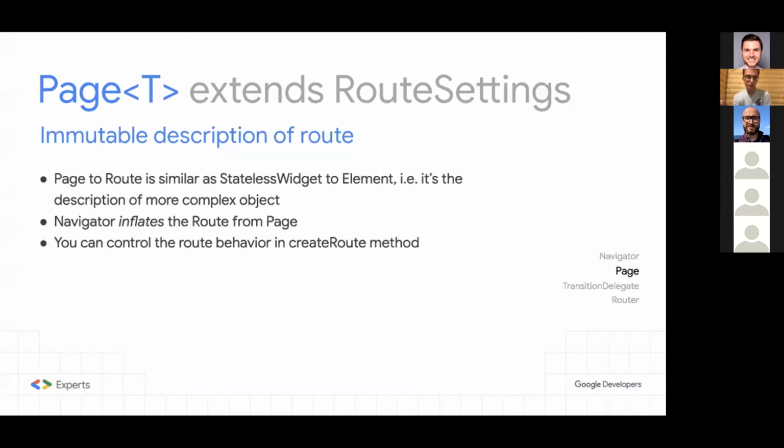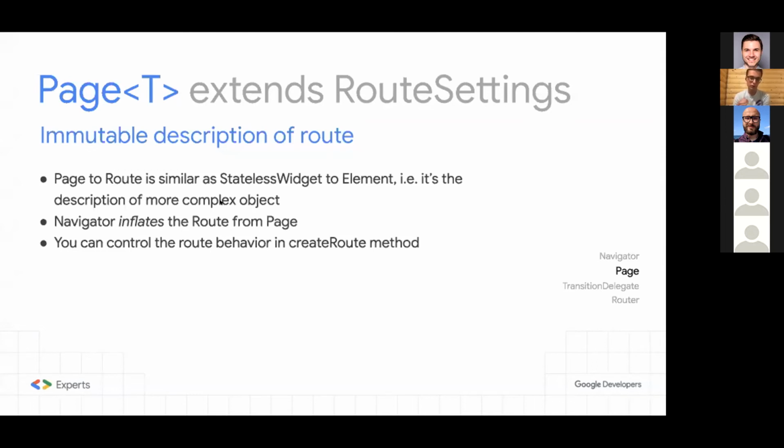So the page class is just an abstract class that we need to implement. And actually the page is just extending the old-fashioned route settings. And as I said before, this is an immutable description of a route. So page to route is similar to stateful or stateless widget to element. It's a description of a more complex object. It's the responsibility of the navigator to inflate the route from the page.